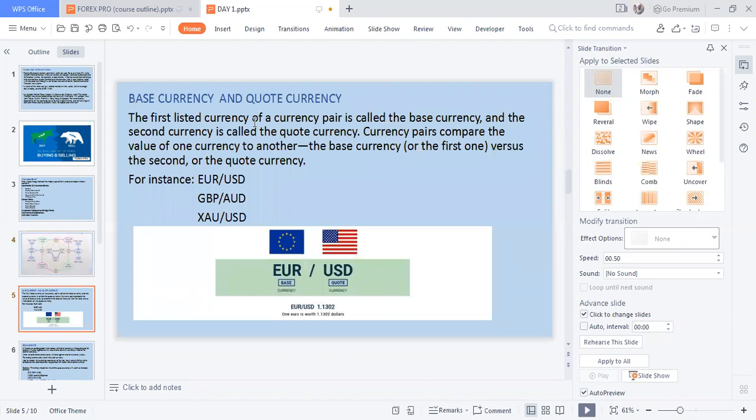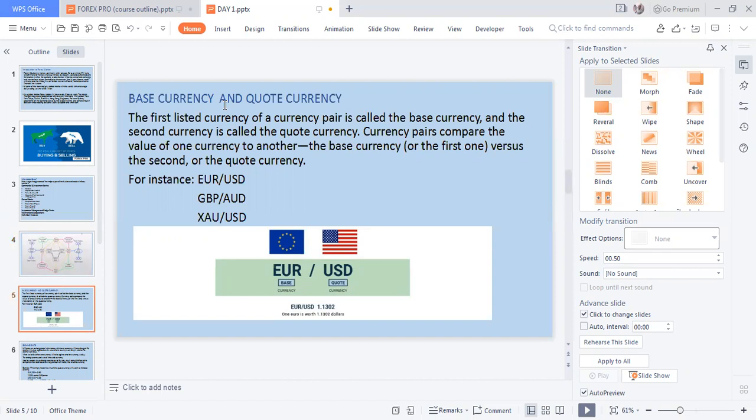Now, let's talk about currency. Currency is a fiat spent by any country. I repeat, currency is a fiat spent by any country. I mean fiat, F-I-A-T. Now, currency in the Forex market is of two parts: the base currency and the quote currency. The base currency is the first listed currency, and the quote currency is the second listed currency.